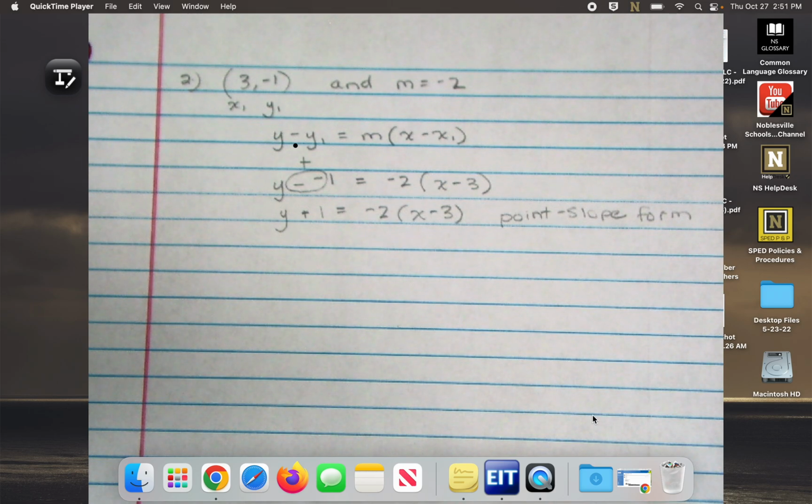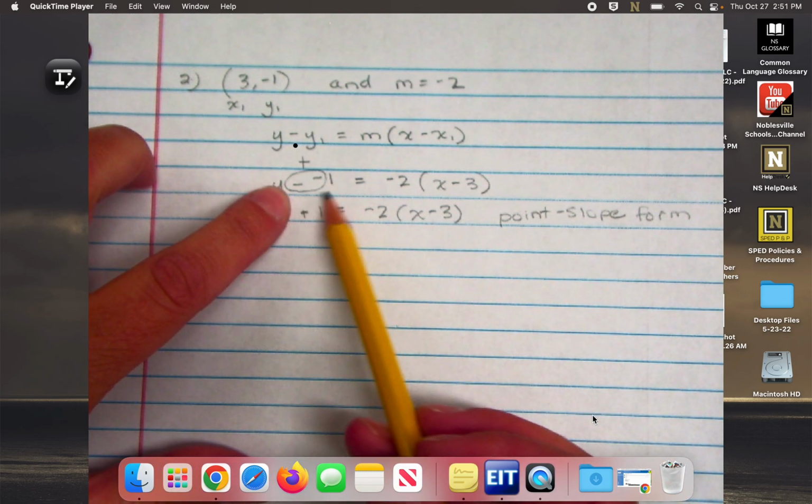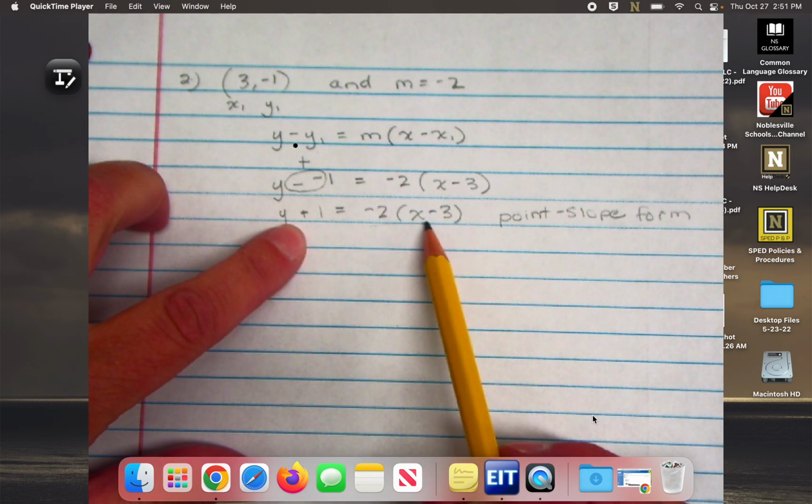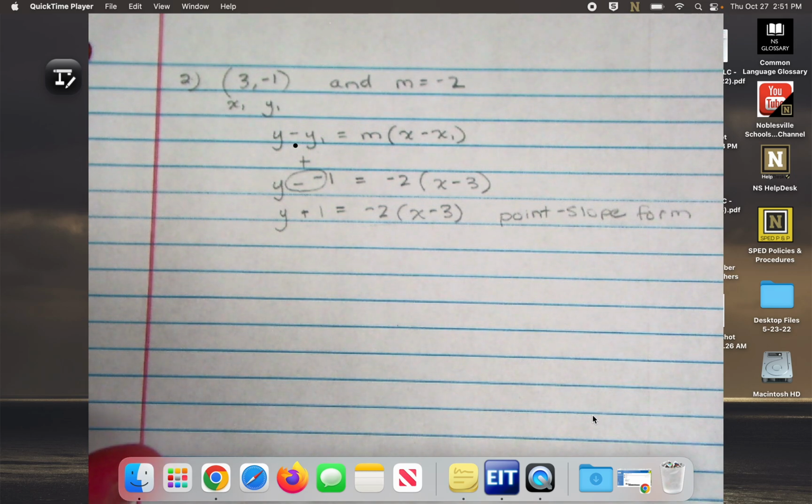What was that? Why'd you subtract the y? So it's y minus y1. When I put the negative 1 in for y1, I have to add them. And I haven't done anything else yet. No. Why is it y minus? It's just the formula. Why are you arguing with the formula? I don't know. Somebody decided it. I just teach it.